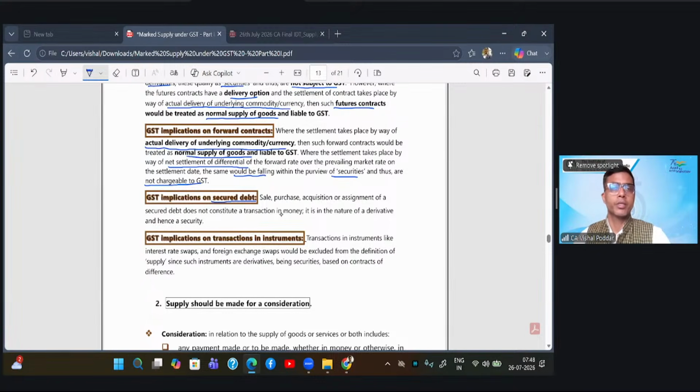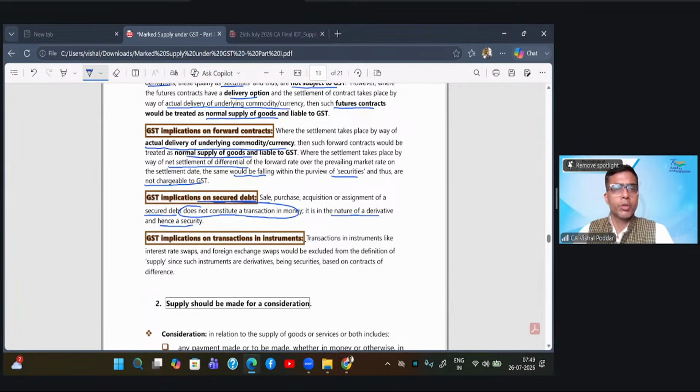In such cases, whether the loans which are sold by the bank, and obviously majority of these loans are backed by security, whether it will be taxable or not. So sale, purchase, acquisition, assignment of a secured debt does not constitute a transaction in money, but it is in the nature of derivative. So it is not money, but it is in the nature of derivative. And the moment it is derivative, it becomes security. And the moment it becomes security, it is outside GST.